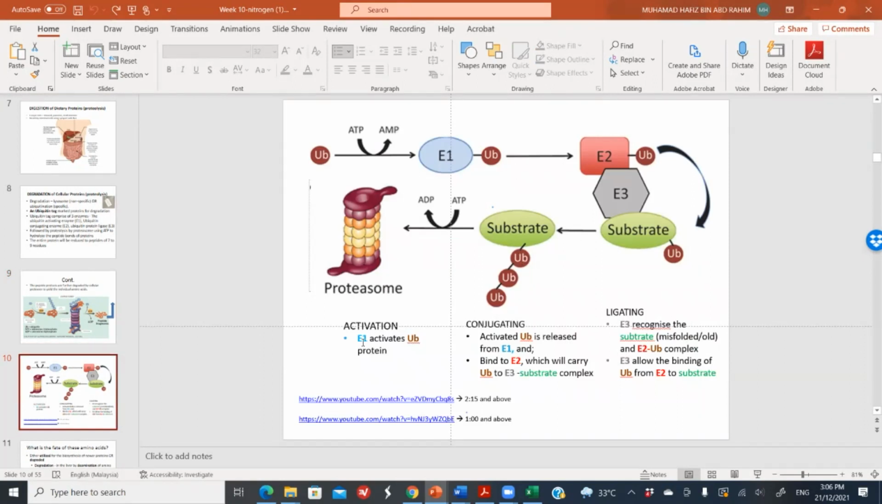So what happens is the E1 or enzyme 1 will activate this ubiquitin tag, and then this ubiquitin tag will be released from enzyme 1 and bind to enzyme 2. Okay, it will bind to enzyme 2. And lastly, enzyme 3 will come and bind to the substrate that we want to put the ubiquitin on, and it will act as a bridge for this ubiquitin to be transferred to the substrate. And then this process will happen over and over again until we have a long chain of ubiquitin. Once it reaches the required amount of ubiquitin, it will be degraded by proteasome. There will be many videos on YouTube about this process if you want to know in detail.